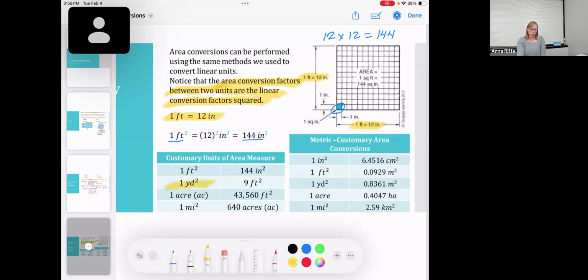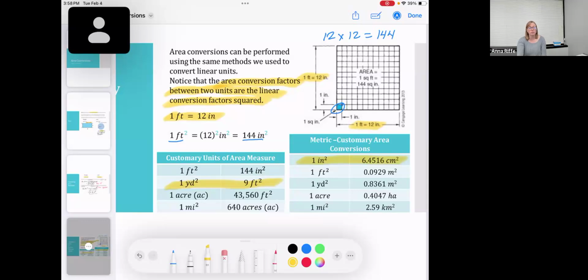We know that 1 yard is equal to 3 feet. Therefore, if we square both of those units, 1 square yard is equal to 9 square feet, or 3 squared, 3 times 3, which is 9 square feet. We could do that in the metric system or between systems as well. We know that 1 inch is equal to 2.54 centimeters. So if we square both of those numbers, 1 square inch is equal to 2.54 times 2.54, which is 6.4516 square centimeters, etc. So same idea.